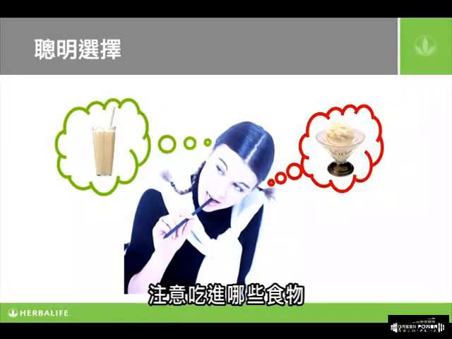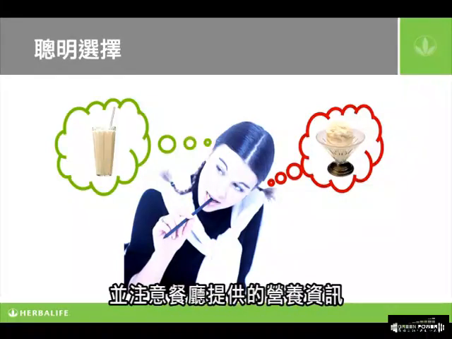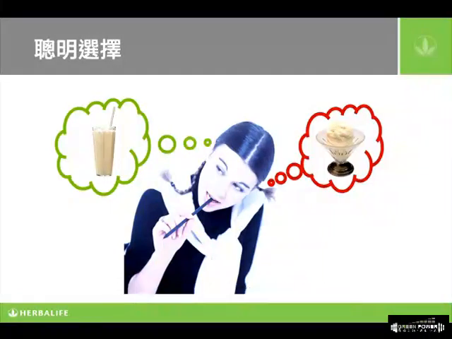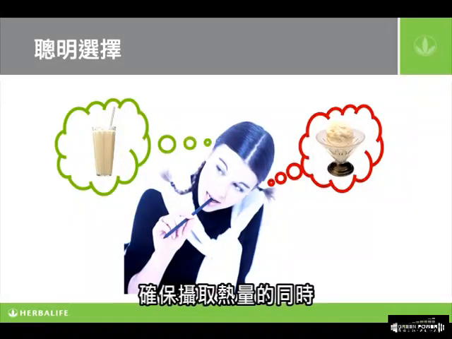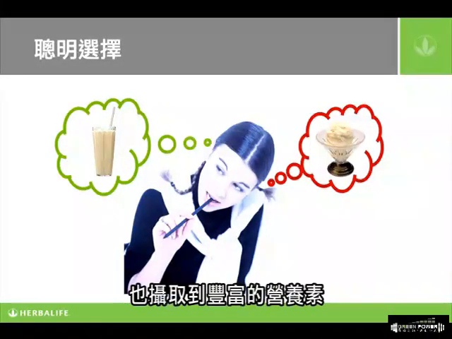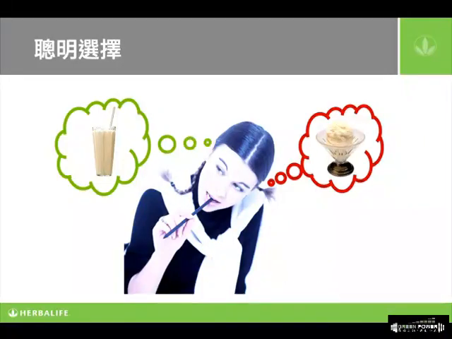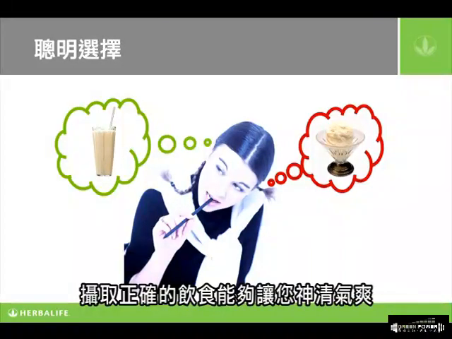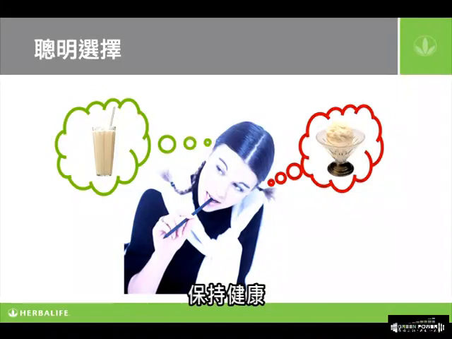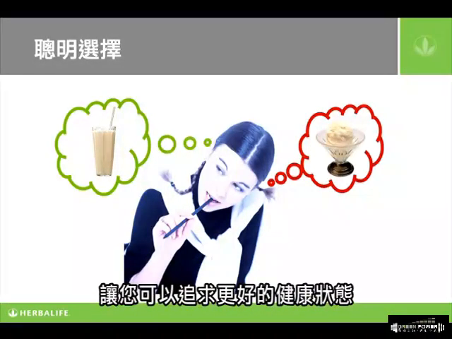Be mindful of the foods you eat. Read nutrition labels and pay attention to the nutritional information provided by restaurants. Make sure the calories you consume are nutrient-rich and not empty. Eating right helps you feel great and stay healthy so you can achieve better health.